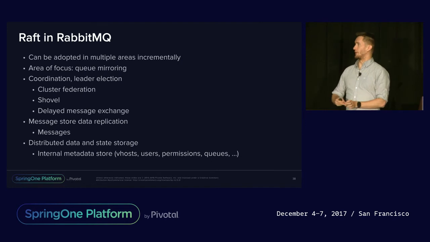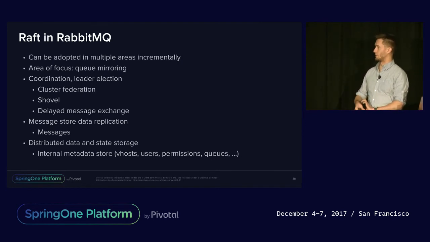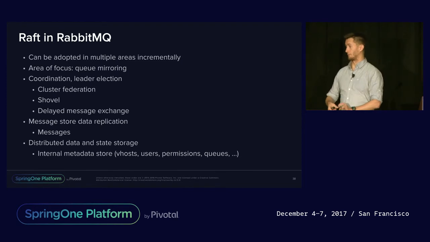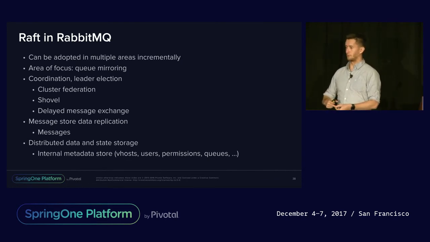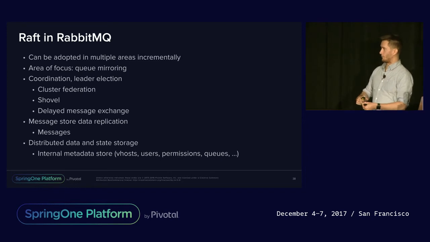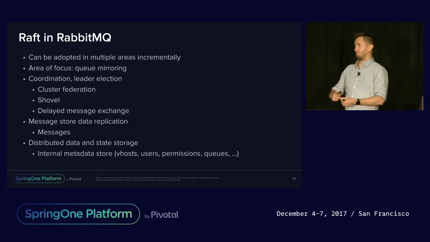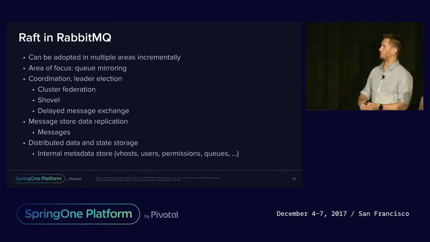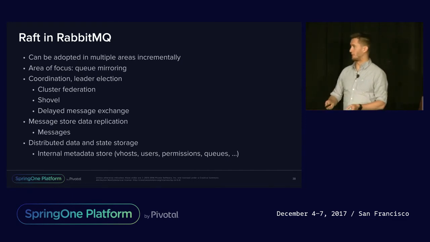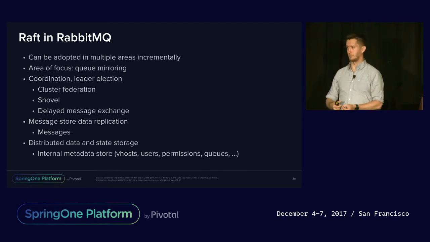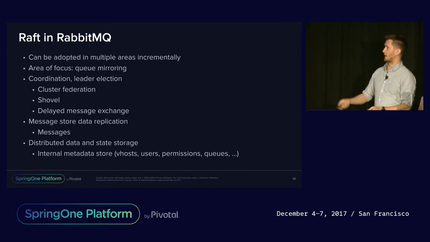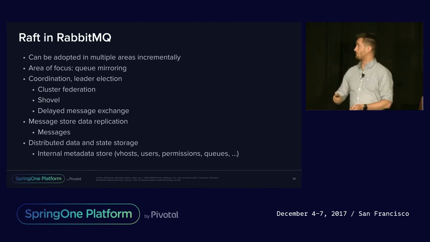If we dig deeper, we can change our message store data replication algorithm to be based on Raft. So we will be replicating messages as opposed to queue contents, or we can do both. Lastly, RabbitMQ has an internal metadata store, if you will, which stores your vhosts, users, permissions, queues, and so on, basically everything other than messages. It has certain characteristics. It was designed for certain workloads that are not really optimal for RabbitMQ. It can be replaced with a Raft-based store as well. But those latter two things are currently in the research stage.